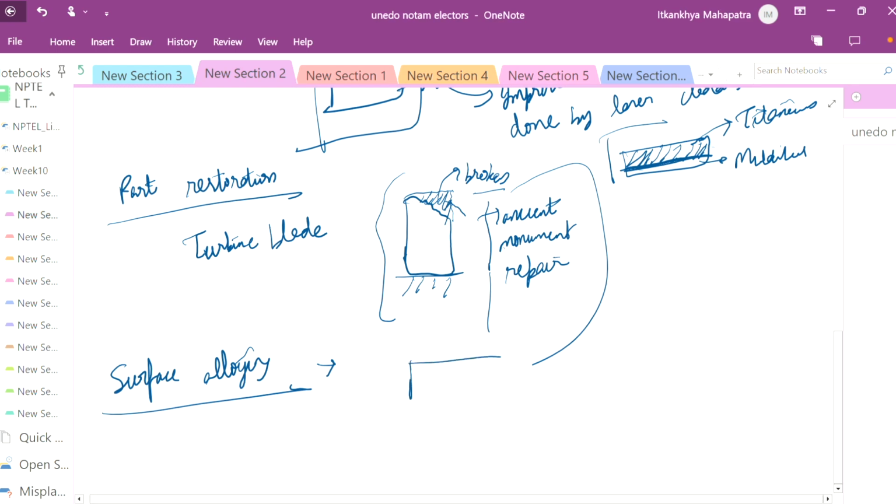Suppose we can melt the top surface and we can put some particles. This is your base substrate. Let's take it as mild steel, and we want to increase the wear properties or hardness of the surface. Okay, we can melt this much layer, melt and put powder particles.